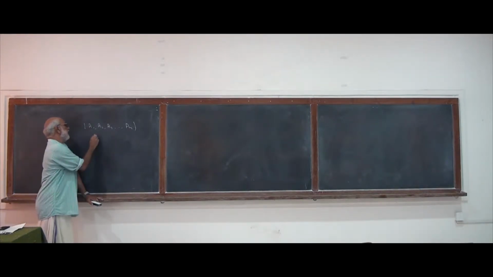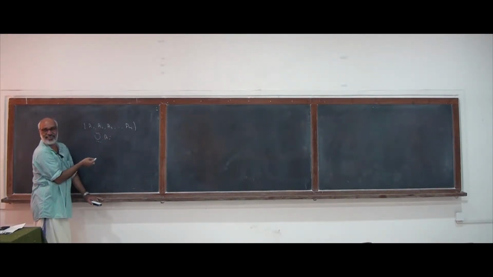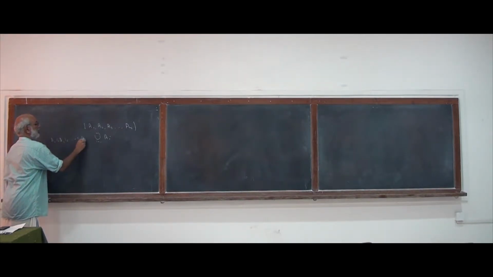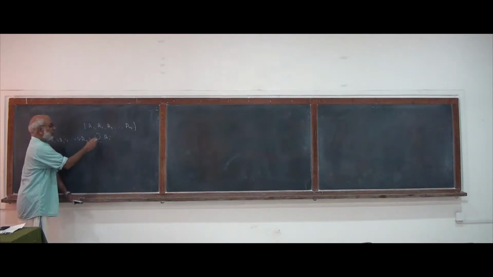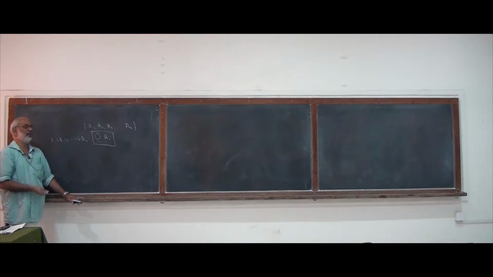In this case, the union is usually denoted by union i equals 1 to n of Ai, rather than A1 union A2 union etc. union An. Usually that is abbreviated as union i equals 1 to n of Ai.